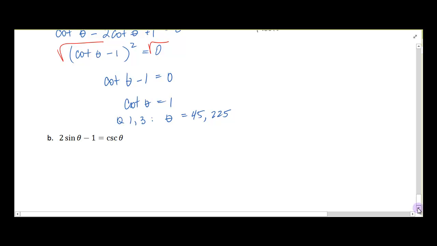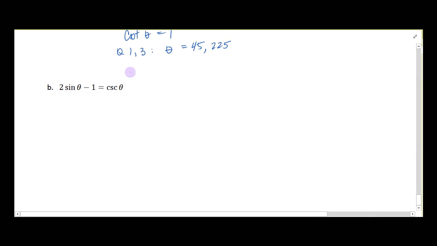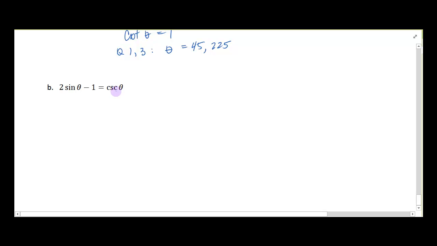Let's try one more together. It says 2 sine theta minus 1 is equal to cosecant theta. Again, these are not the same trig terms, so I can't factor, I can't gather like terms, so I need to put them in the same term. So I'm going to use the reciprocal identity on the right-hand side over here, and I'm going to rewrite cosecant as 1 over sine theta. And that's equal to the left-hand side, which stayed the same as 2 sine theta minus 1.